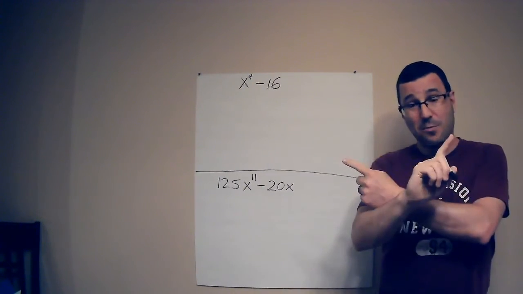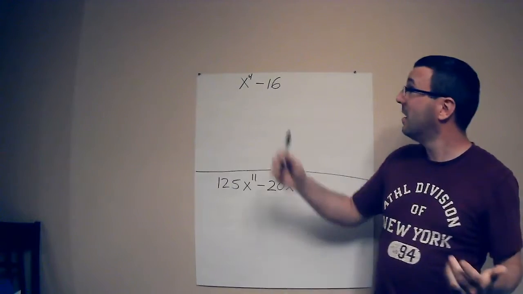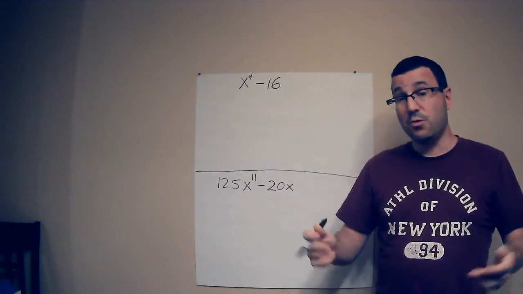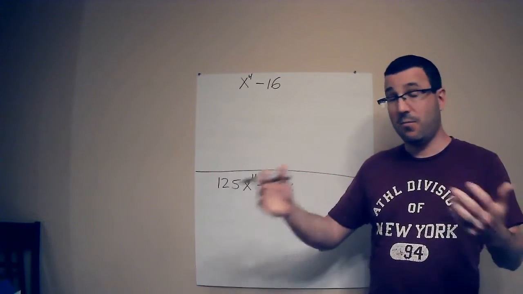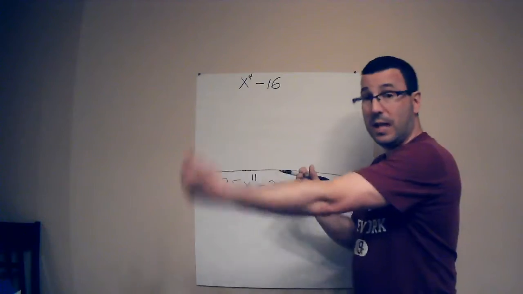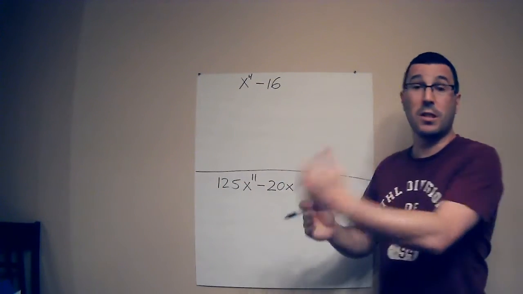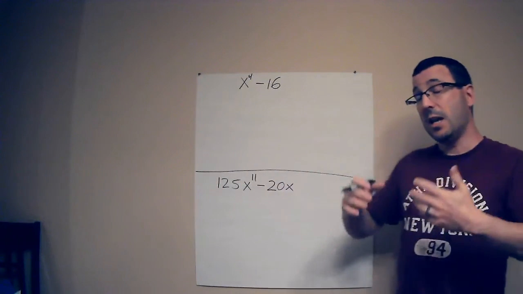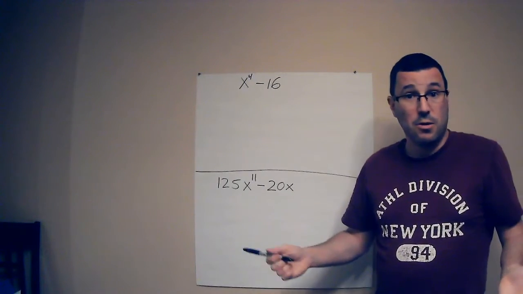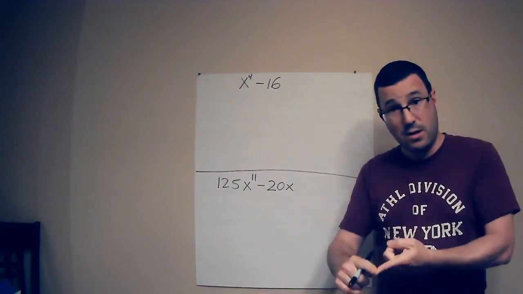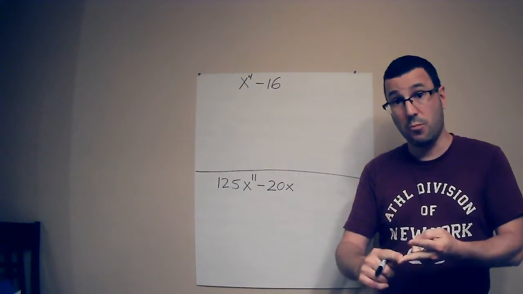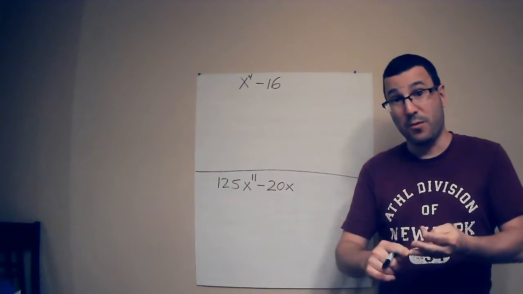I could have had it the other way around, 16 minus x to the fourth. And that would have still been difference of 2 squares. The x variable does not always have to be on the left side of the expression. It can be on the right side, and you just have to deal with it the way you do. You just ask the questions. Do I have difference? Do I have subtraction? Are there 2 terms? And are they perfect squares?